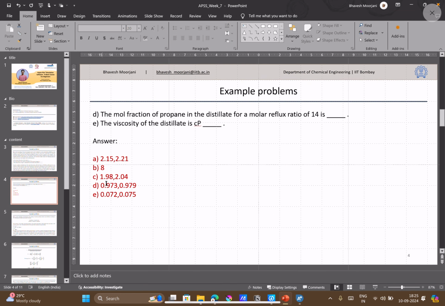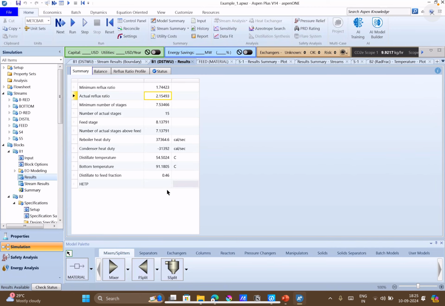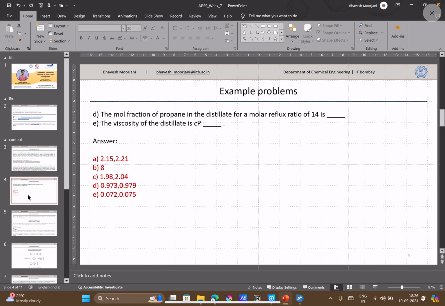So is that the answer? The answer is within the range between 2.15 to 2.21. Then the second question is the feed stage of the column rounded to the nearest integer. So we can find the feed stage is around 8.13, so that is 8. Is it the answer? Yes.